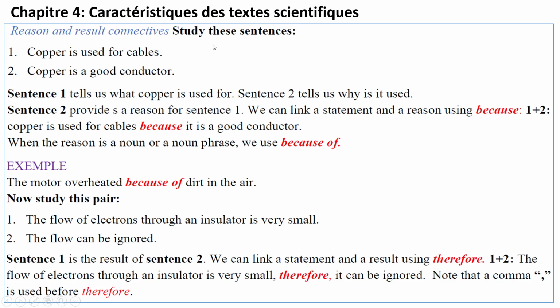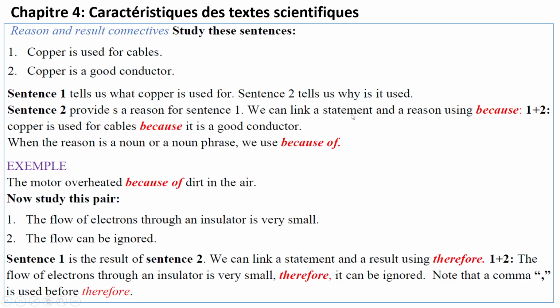Now we study two sentences with reason and result connectives. Copper is used for cables. Copper is a good conductor. Sentence 1 tells us what copper is used for, but sentence 2 tells us why it is used: it is a good conductor. Because. So we use the word because. Sentence 2 provides a reason for sentence 1.